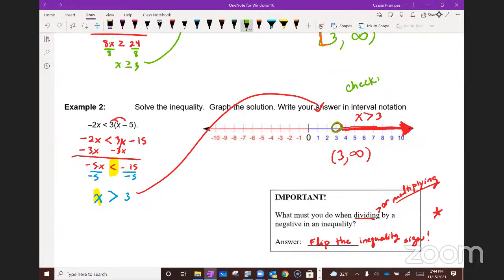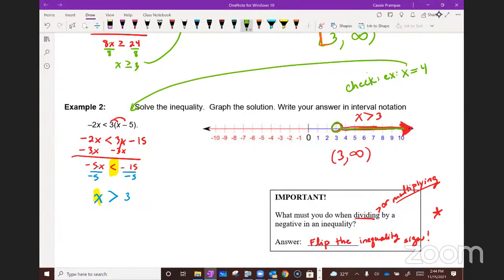Well, should 3 be a solution? No. What numbers should be solutions? Anything bigger than 3. So if I check, for example, I could check X equals 4. Where would I check it? Well, 4 is greater than 3, but to make sure you got the whole problem right, you're going to plug it back into the original.